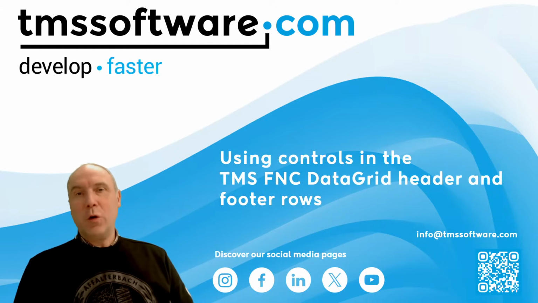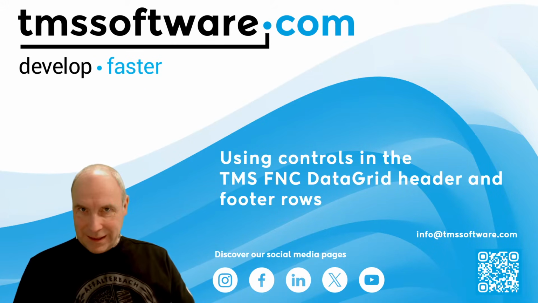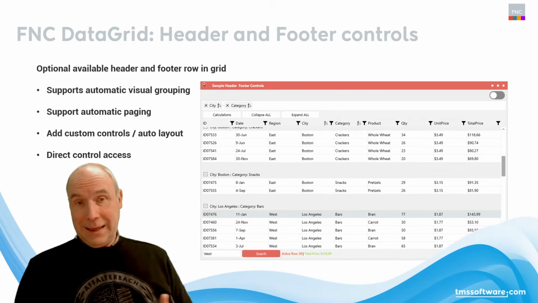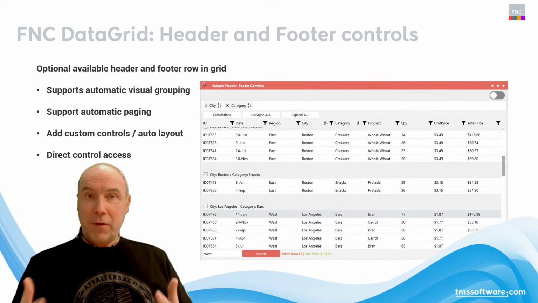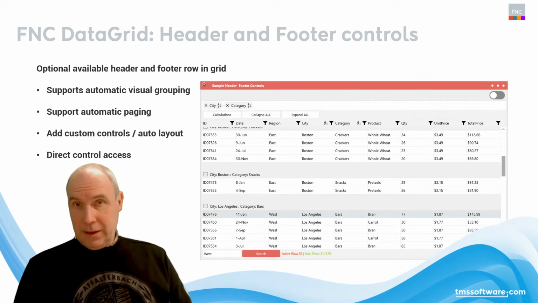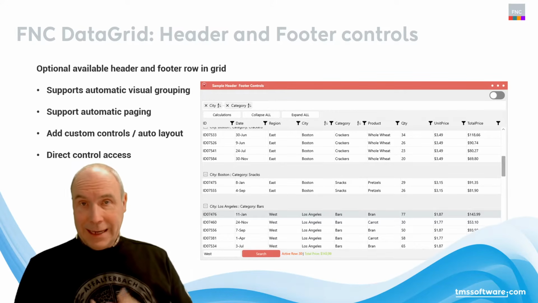In this video you will learn about the versatility of the header and footer in our FNC DataGrid control. The header and footer are both optionally available, and from the header, for example, you can automatically handle the visual grouping, but you can do more. You can add your own custom controls to the header and trigger custom actions from this header. And the same applies to the footer.